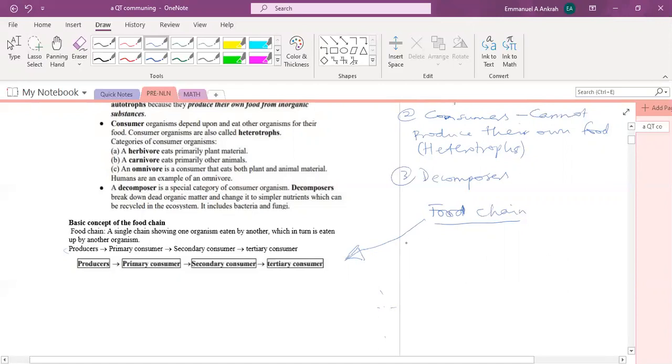Now, one level of interaction that is not shown on this diagram is that of the decomposer. So the decomposer is not shown on the food chain. So let's write that somewhere. The decomposer is not shown on the food chain. Okay, even though they form part of the food chain, right? They're important members of the food chain, but it's just not shown.